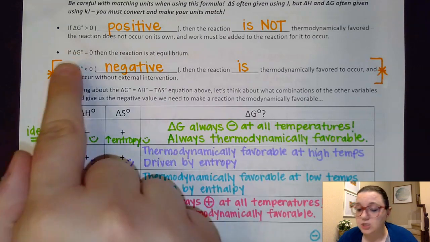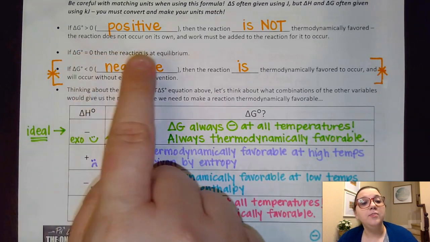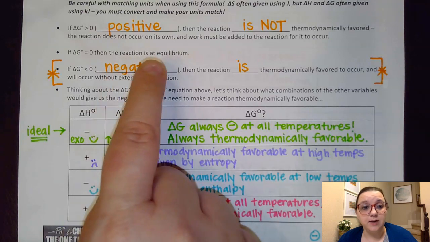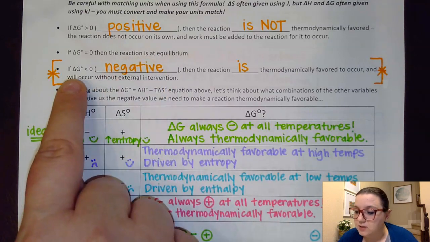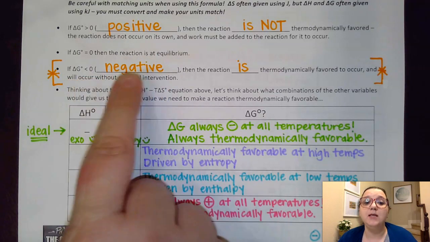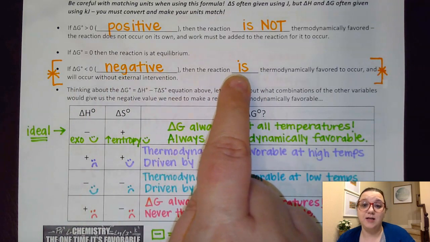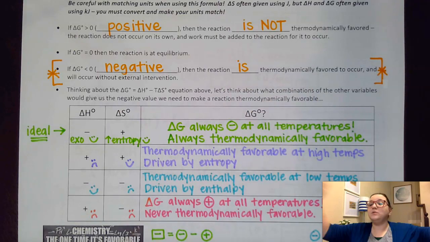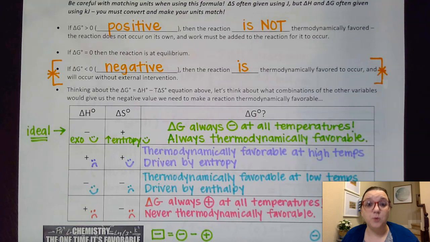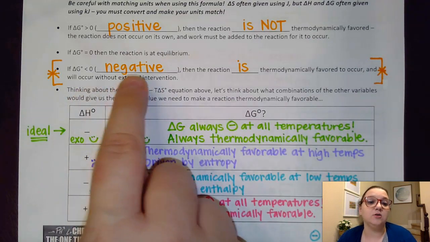Now, if the delta G is right at 0, then the reaction would be at equilibrium. However, if the delta G is less than 0, meaning it's negative, then the reaction is thermodynamically favored to occur because now it's releasing work elsewhere. It's not taking it in. It's actually able to provide work to other places. And it's going to occur without any external intervention.